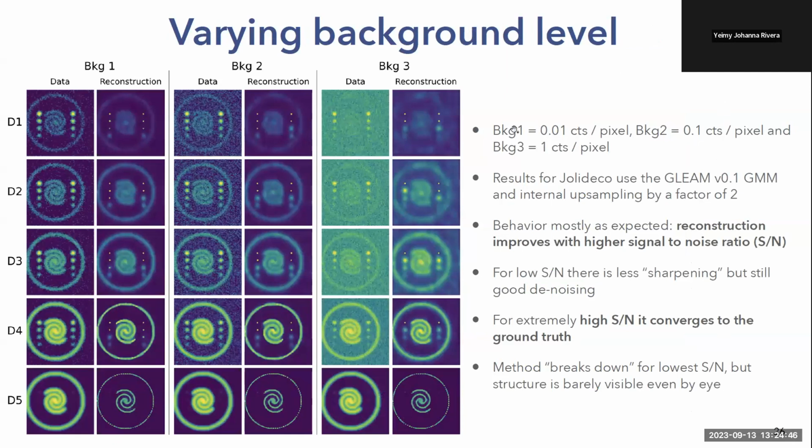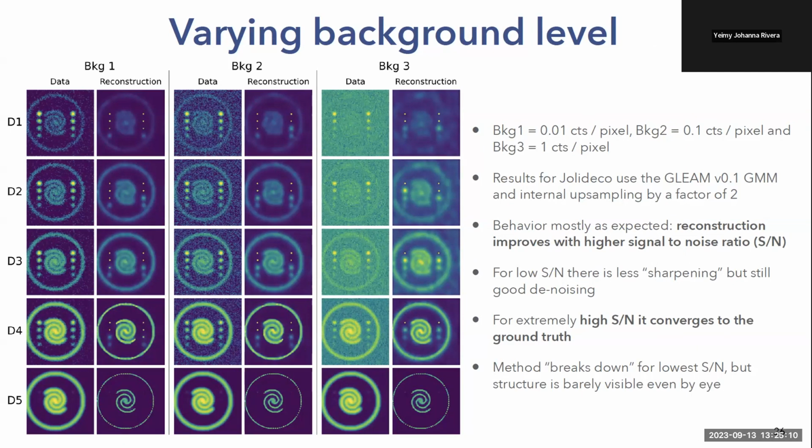Then we tried modifying the background level to really push the method to the limits. There are three scenarios. The background first with 0.01 counts per pixel, then a factor of 10 higher, and again a factor of 10 higher until there's just 1 count per pixel. For background, I think this is typically very high for Chandra. But as I said, we wanted to push the method to the limits.